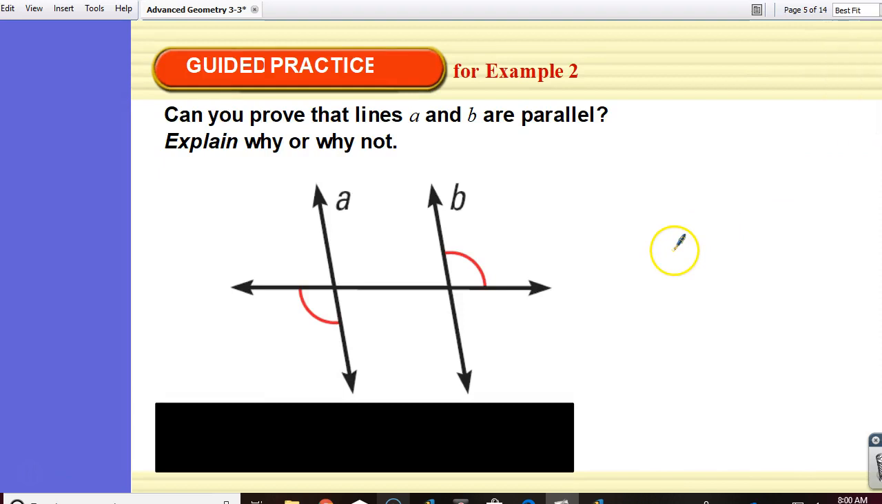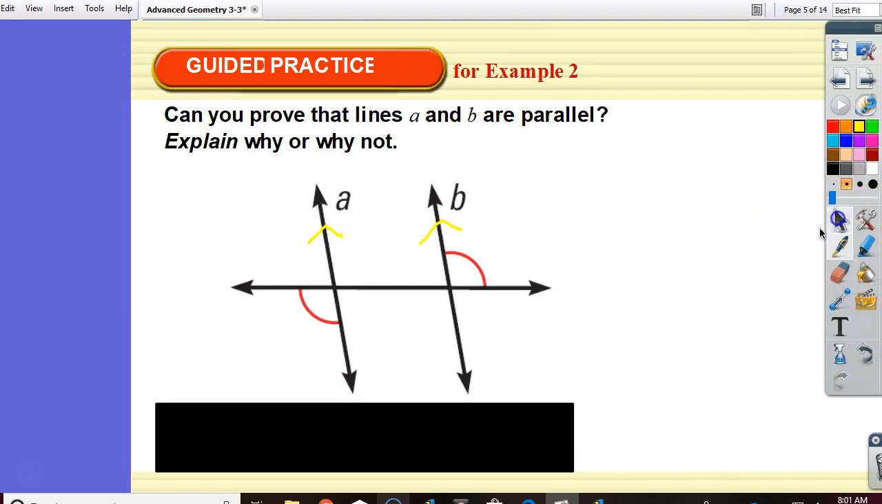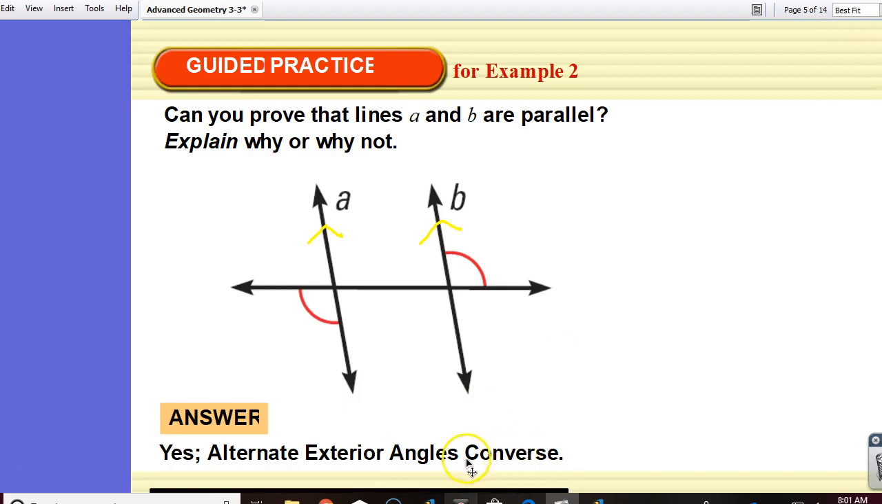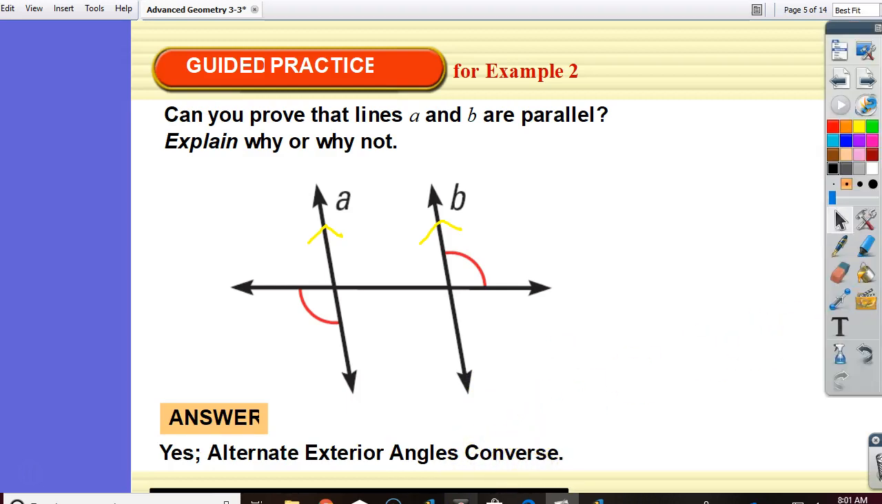Can you prove that lines A and B are parallel? Why or why not? What are these angles? Alternate exterior angles. If alternate exterior angles are congruent, then the lines are parallel. Alternate exterior angles converse. It's the converse because we're proving the lines parallel. We're not beginning with the lines being parallel. Make sense?